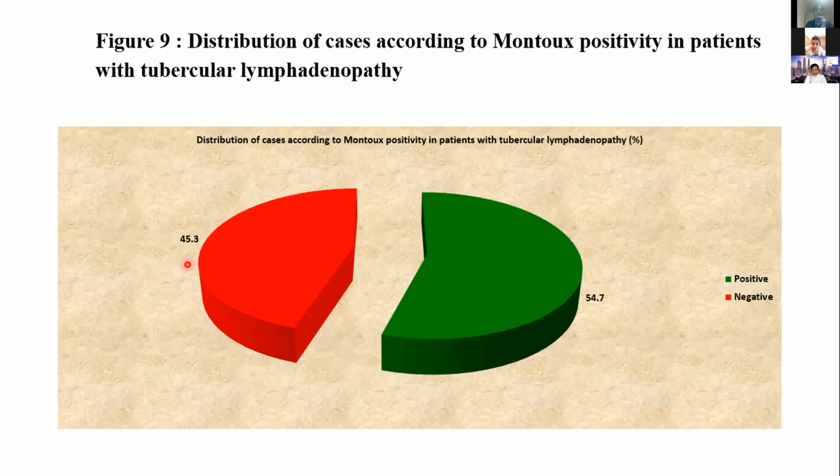Now, as I showed you the picture of MON2 positivity, 45% were negative for MON2, while 54% were positive. The reason for not all the patients demonstrating MON2 positivity, which I realized, was due to limitation of the test: improper technique of administering the tuberculin antigen, or the dose of tuberculin antigen administered was not adequate, or the reading of the test was not done by trained personnel.